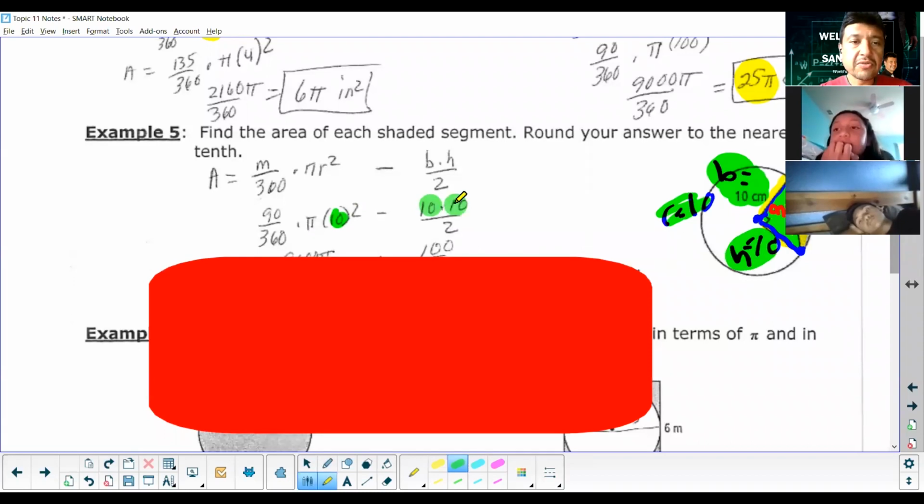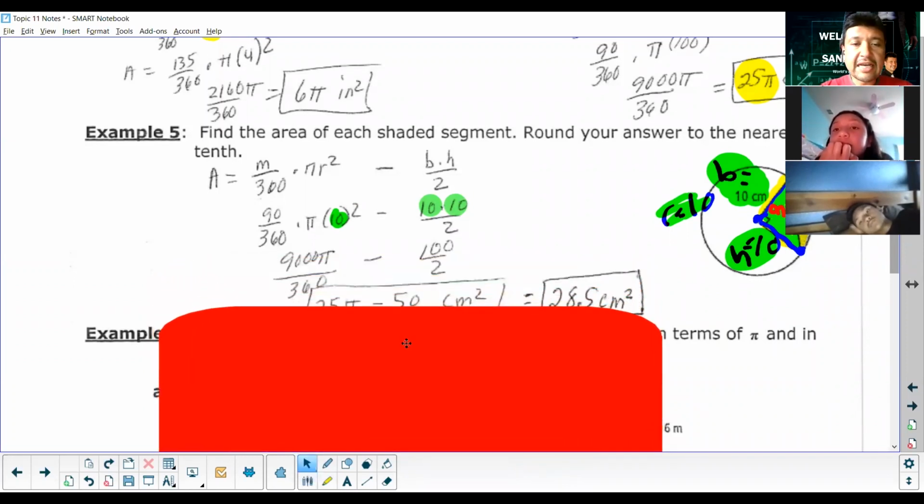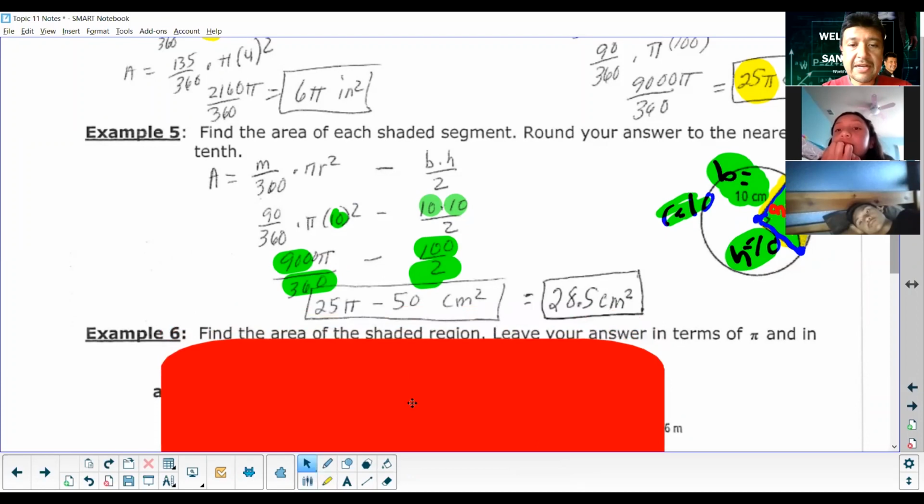So as a result, once I do the math, I'll figure out that this is really 9,000 pi divided by 360, and subtracting 100 over 2, which is the area of the triangle. So I'm gonna get 25 pi minus 50, and then I could go ahead and round it. Y'all see that? Okay, does it make sense? Okay, good. Now, so let's move on to example 6.